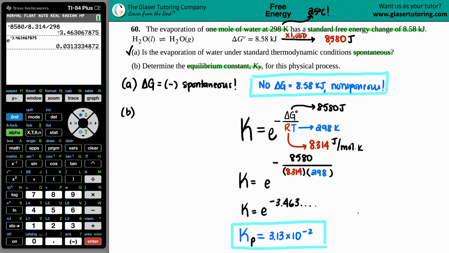And it kind of checks out. It definitely checks out. If you have a non-spontaneous delta G, your Kp or any K value has to be less than 1. So, it checks out and we're done. Stay tuned because I think there are more parts for this question.